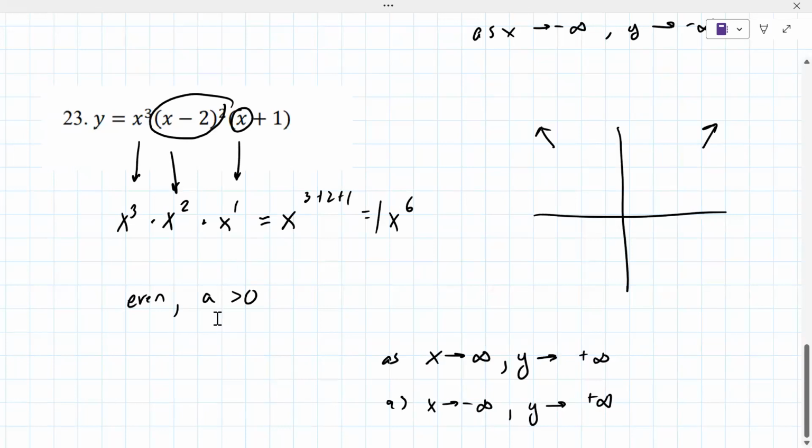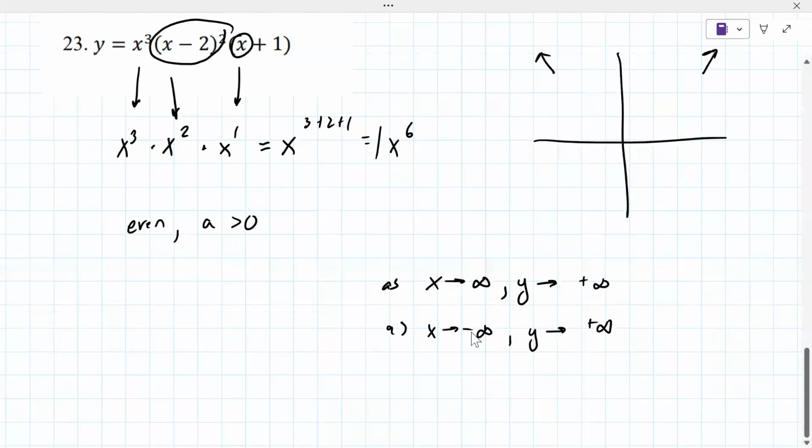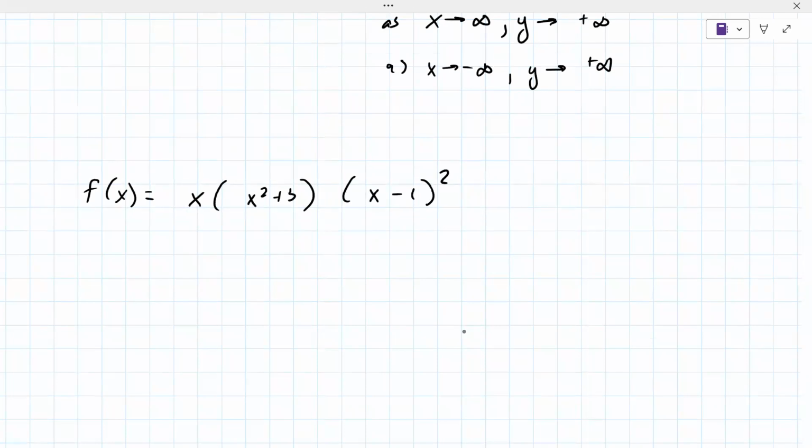All right, so let me give you one to try. Let me know if you need another moment to write anything down. All right, so let's go f of x equals x squared times (x plus 3) times (x minus 1) squared. So I'm looking for just the end behavior. I'm going to step away for 30 seconds, but I'll be right back with you.